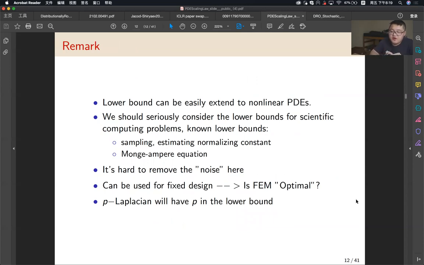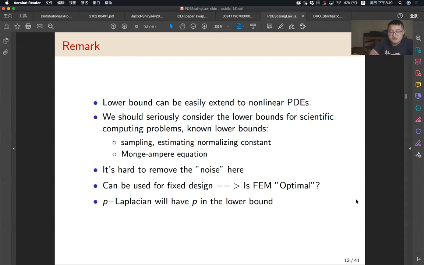As an example, for sampling methods, you can have lower bounds. And for estimating normalizing constants, I know these two problems have lower bounds. And for solving the Monge-Ampère equation and optimal transport, very good lower bounds have also been built. But for other problems, I don't know.